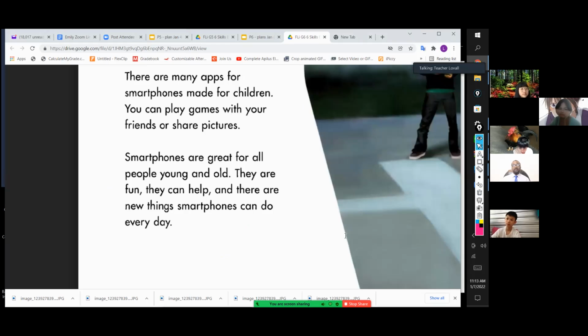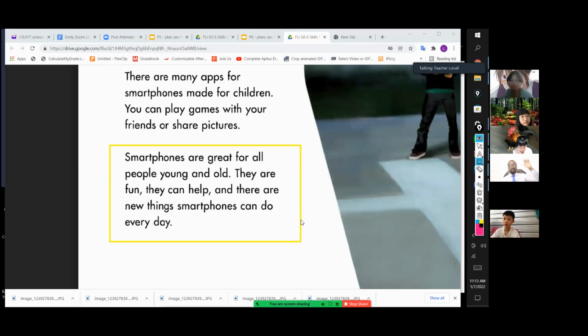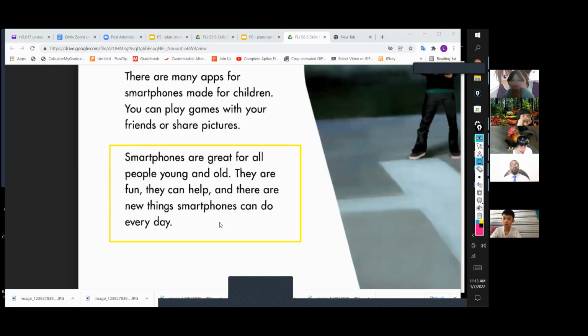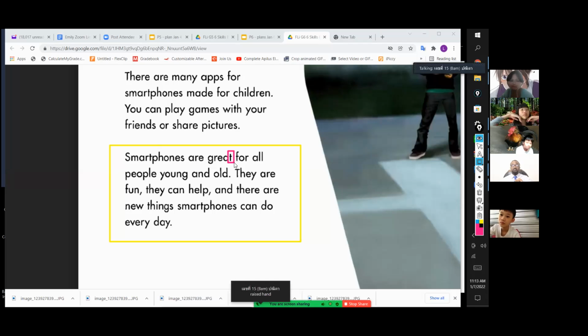Okay. And let's go down here. And the last paragraph. Who is brave enough to try? Who wants to help with the last paragraph? Anybody? Thank you, Bam. Let's go. Smartphones are great for all people, young and old. They are fun, they can help, and there are new things smartphones can do every day.